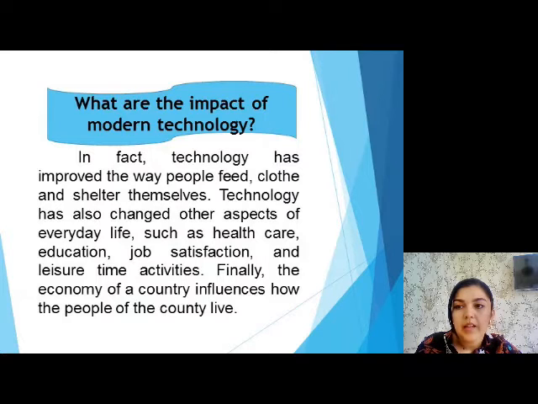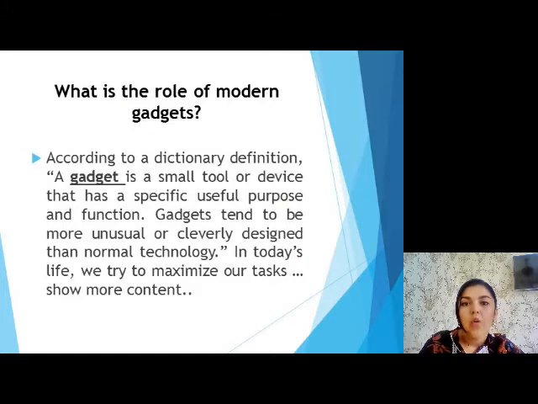And next, what is the role of modern gadgets? As we know, every human uses at least one gadget now in daily life every day. What is the role of modern gadgets? According to the dictionary definition, a gadget is a small tool or device that has a specific useful purpose and function. Gadgets tend to be more unusual or cleverly designed than normal technology.